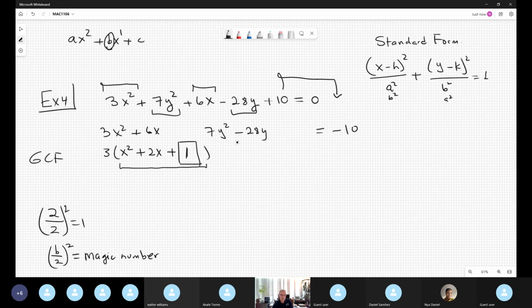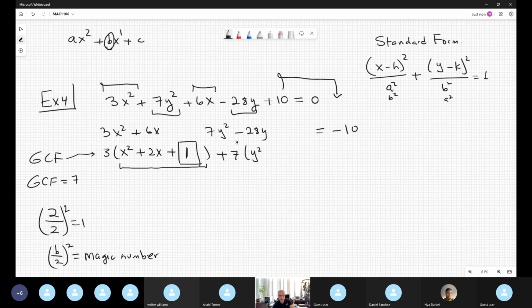I don't care too much now. A similar idea we are doing in the y part. The GCF in this case was 3. In this case, the GCF is 7. Look, because 7 and 28 have a common factor, 7.